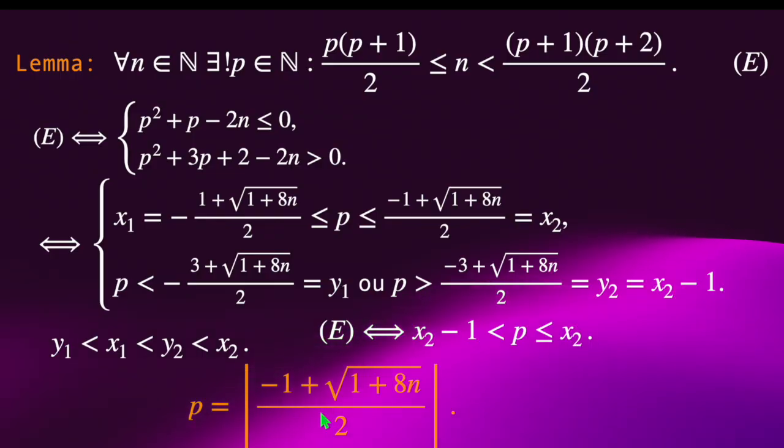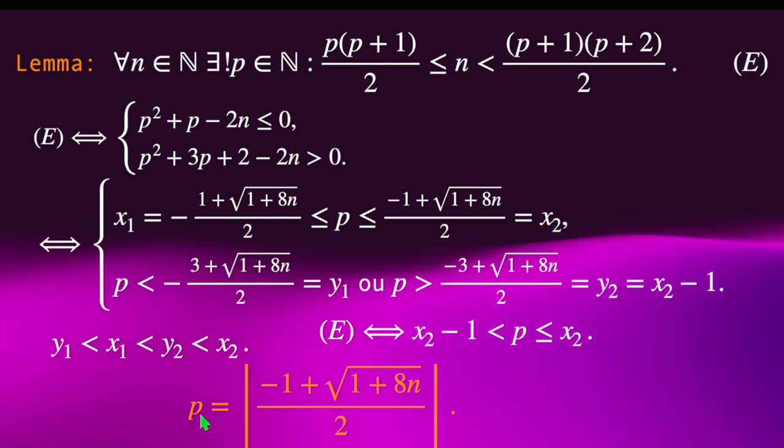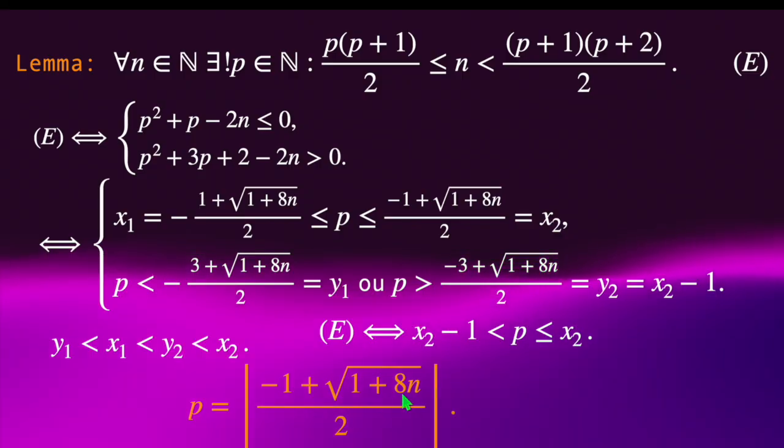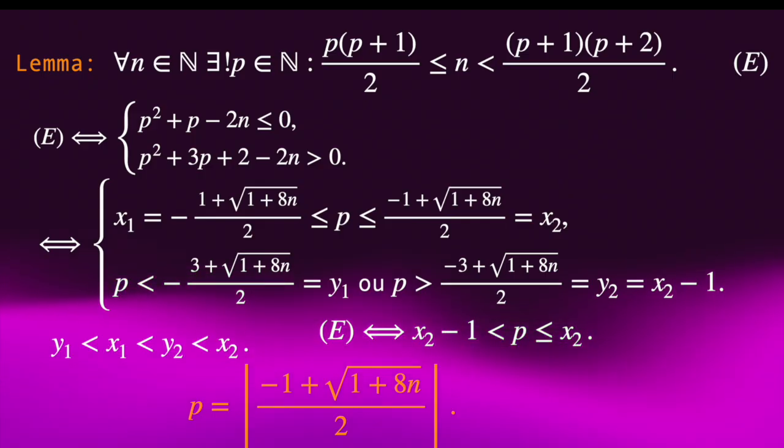So we have shown that for any natural number n, there is a unique p which satisfies these two inequalities, and p is given by this formula. It's the floor of minus 1 plus the square root of 1 plus 8n over 2. So now we can pursue to show that Cantor's spiraling function is a bijection.